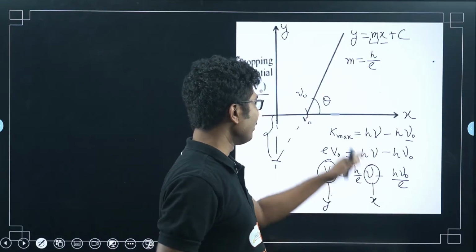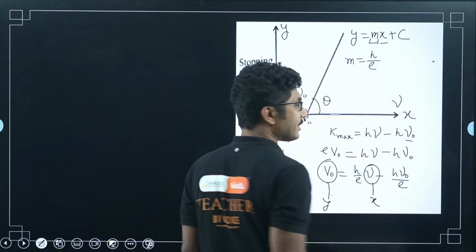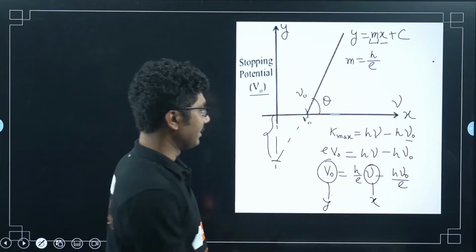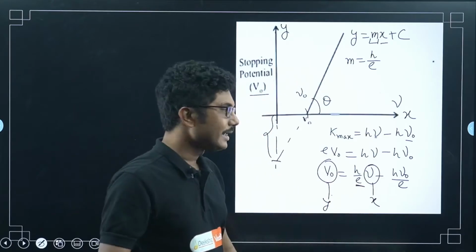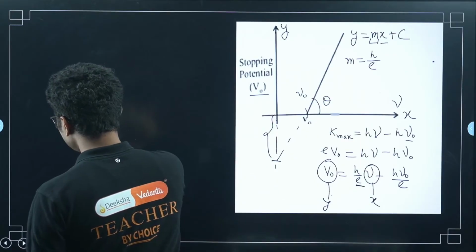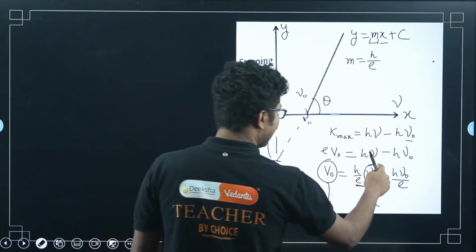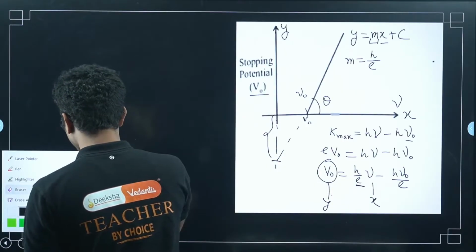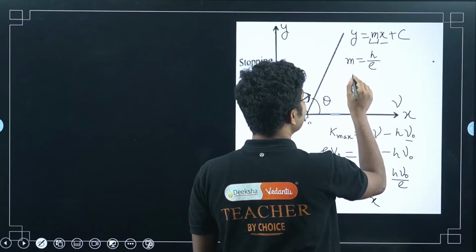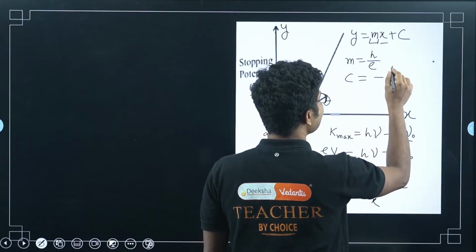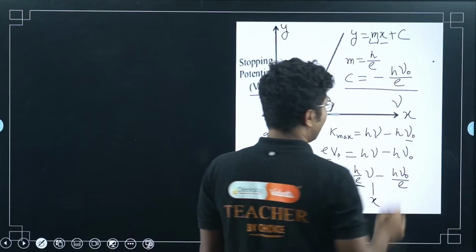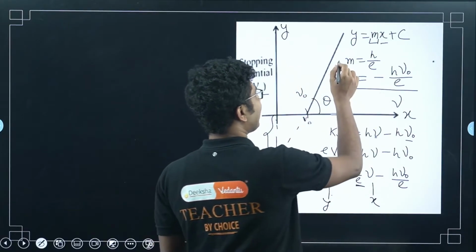So x is nu, because along this axis you are plotting the frequency nu, right? So you can simply compare and say this must be the m. In the original formula it was given mx plus c, but in our equation it is coming out to be minus h nu by e, right? So from comparison we can write c equals minus h nu naught by e. This is our y-intercept and this is our slope.